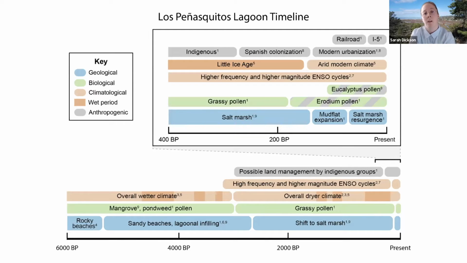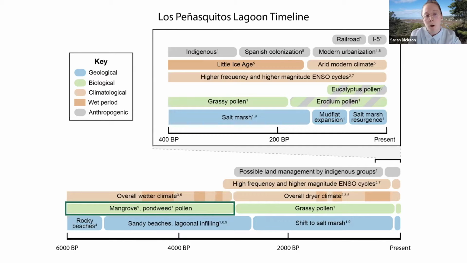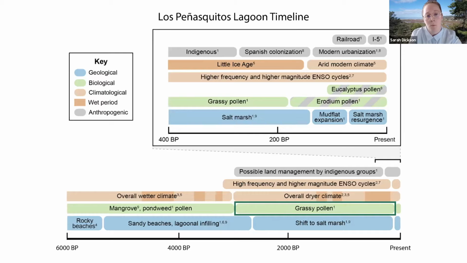There have been three biological shifts that generally line up with those changes in climate. Mangrove and pondweed dominated the lagoon up through about 3,000 years ago, at which point grass became more abundant.